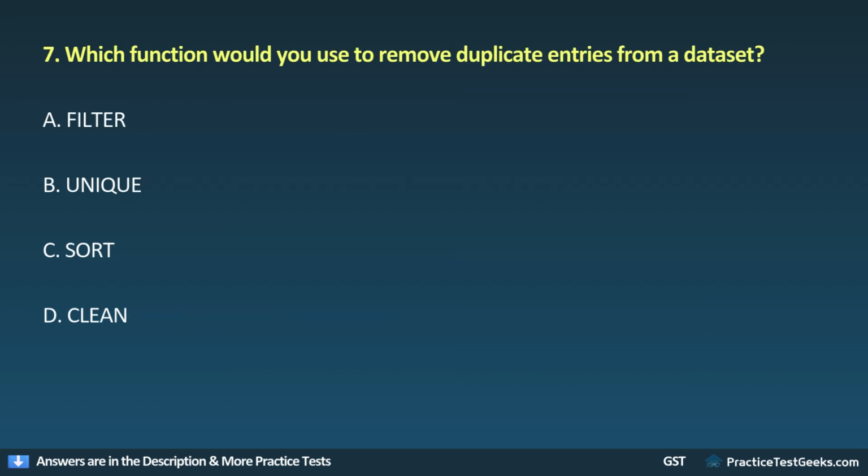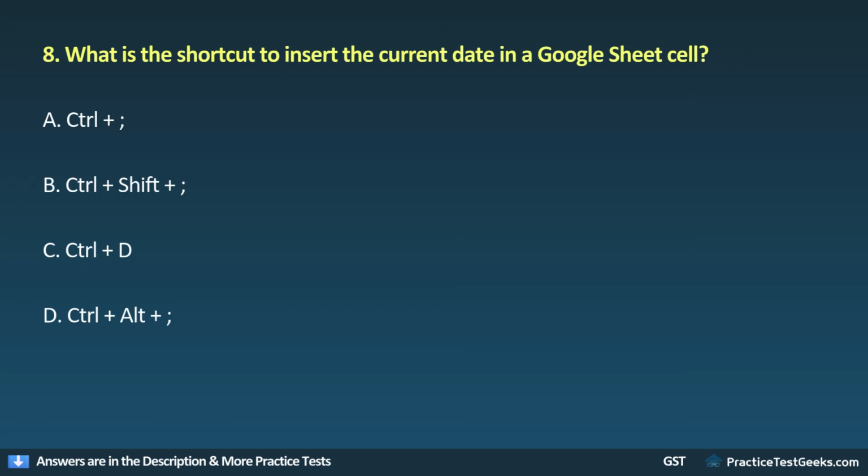7. Which function would you use to remove duplicate entries from a dataset? A. Filter. B. Unique. C. Sort. D. Clean. 8. What is the shortcut to insert the current date in a Google Sheet cell? A. Control plus semicolon. B. Control plus Shift plus plus sign. C. Control plus D. D. Control plus Alt plus space.